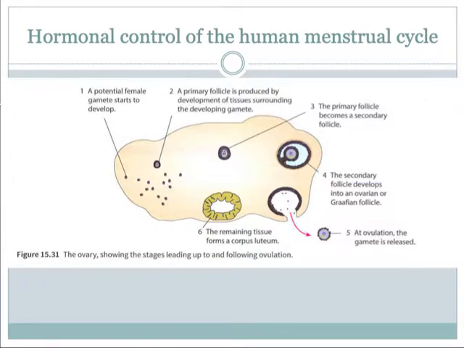So now turning to hormonal control of the human menstrual cycle. After puberty in women, the ovaries and the uterus go through a series of changes that recur approximately every 28 days. And we know this is the menstrual cycle. So this figure here shows the changes that occur during the cycle in the ovary. In the middle of the cycle, the female gamete will be released in the oviduct.